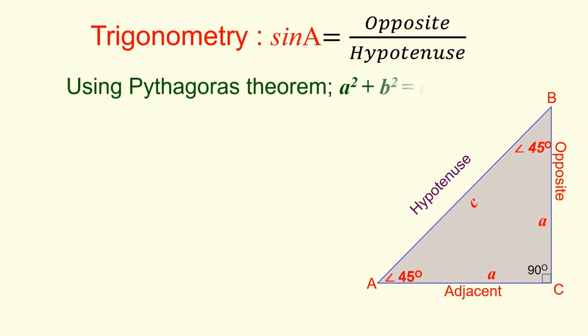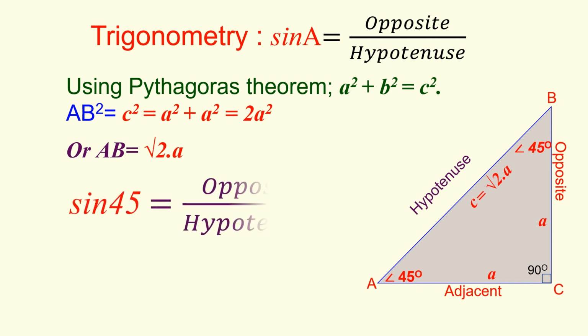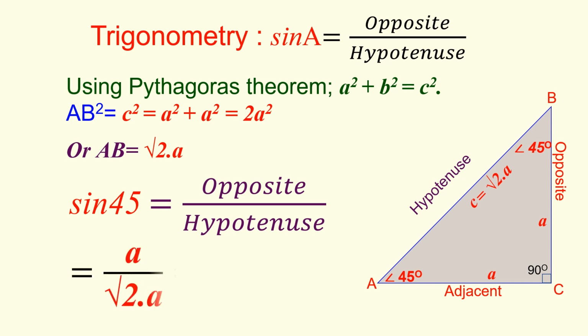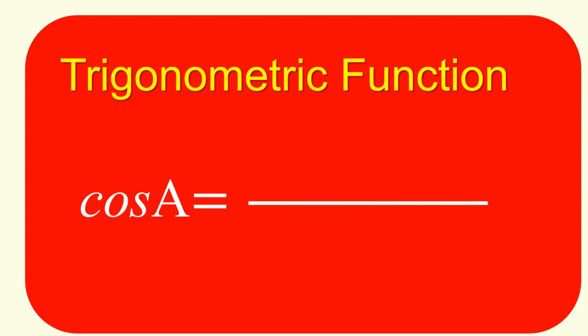Using Pythagoras' theorem, a square plus b square equals c square, or AB square equals a square plus a square, or AB equals under root 2 times a. So the sine of 45 degrees equals 1 by under root 2. Trigonometric function. Cos A is equal to adjacent divided by hypotenuse.